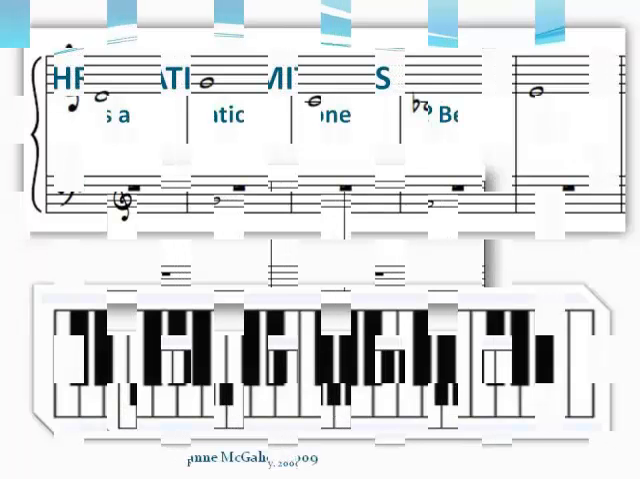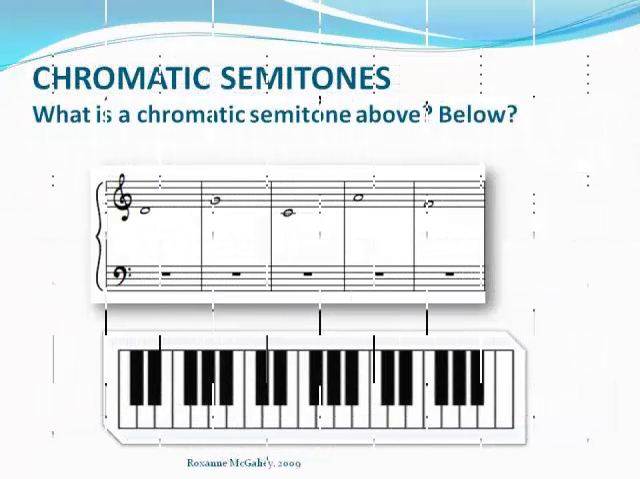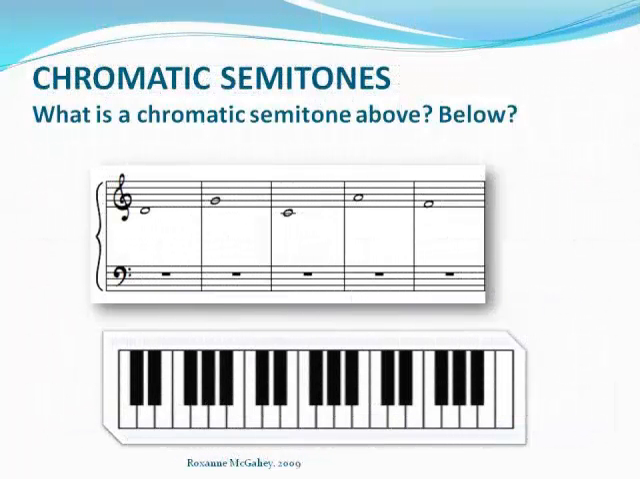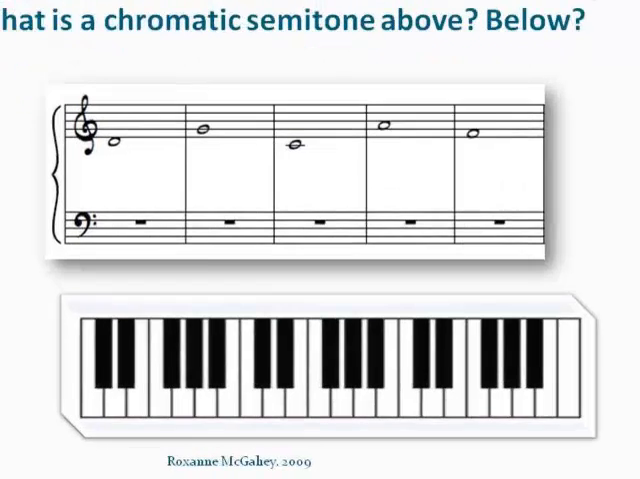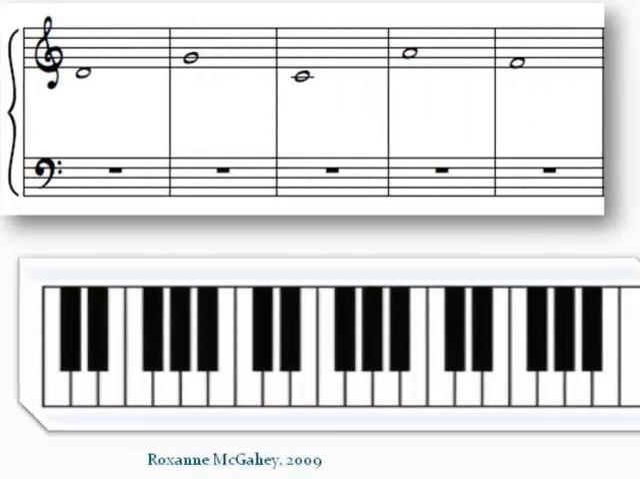Now let's move on to some chromatic semitones. Remember that a chromatic semitone has a common letter name. Our first note is D. A chromatic semitone above D would have to have the same or common letter name. When we move a half step above D, we have two choices, either D sharp or E flat. In order for it to be a chromatic semitone, the answer would be D sharp.